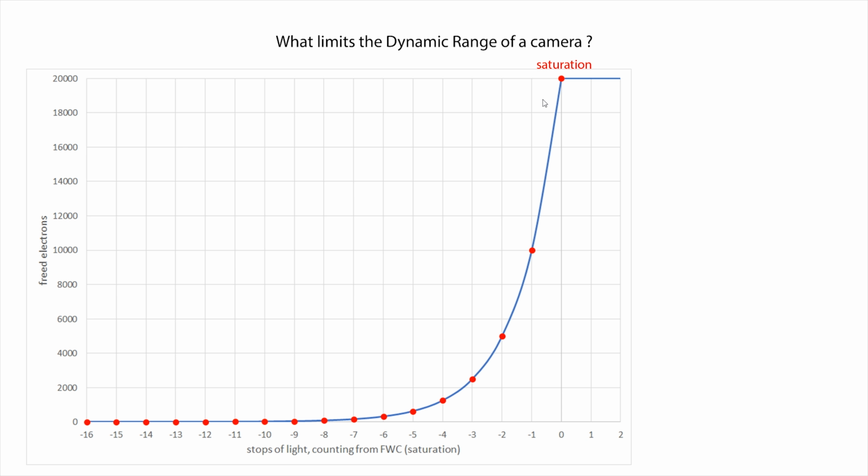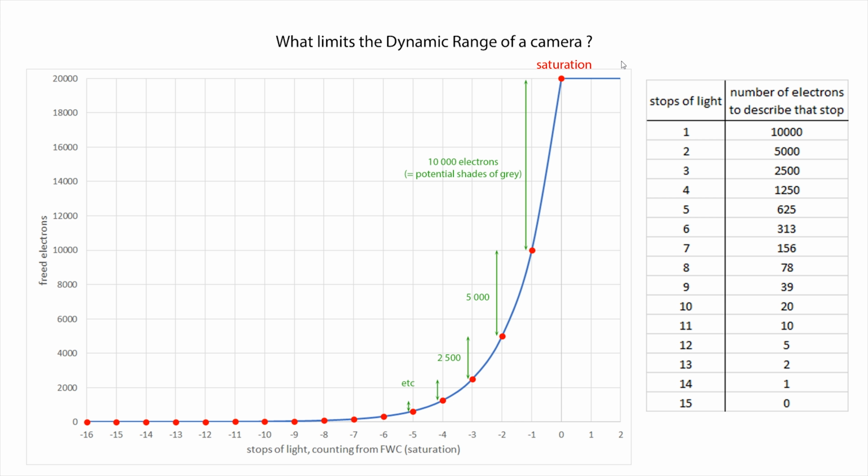So you can see that the closer you are to saturation, the more information each stop will have. The highest stop of light before saturation will, in our example, have 10,000 electrons to describe it. You have to see 1 electron variation as a potential shade of gray later on. So what exactly do I mean by potential shade of gray? It's that at the end of the day, what we really want to know is how a change of light intensity leads to a change in digital values, and that's what we'll be focusing on in the next video.